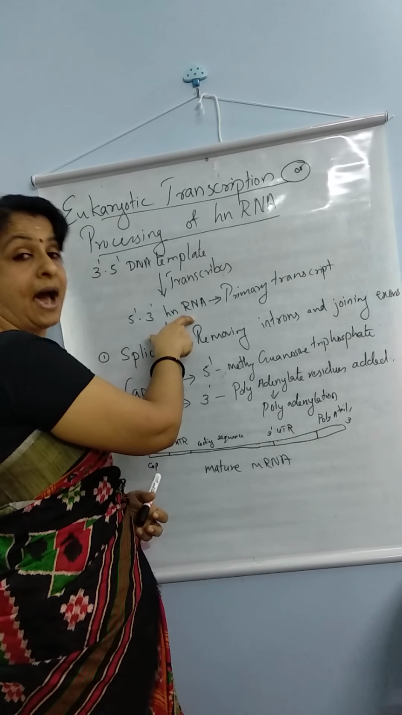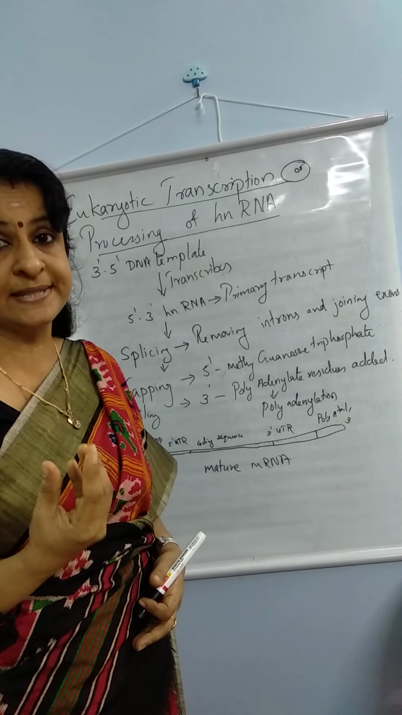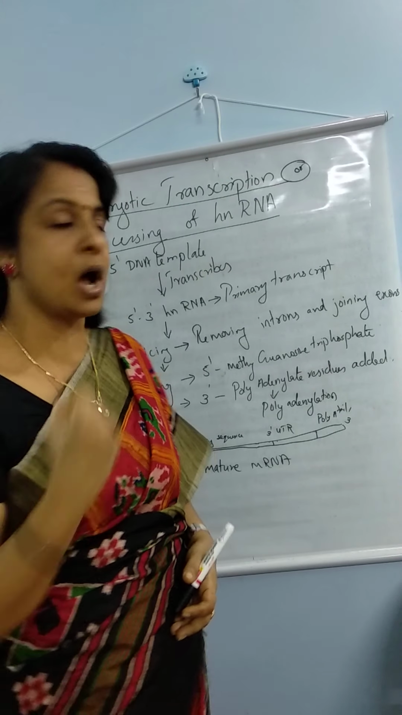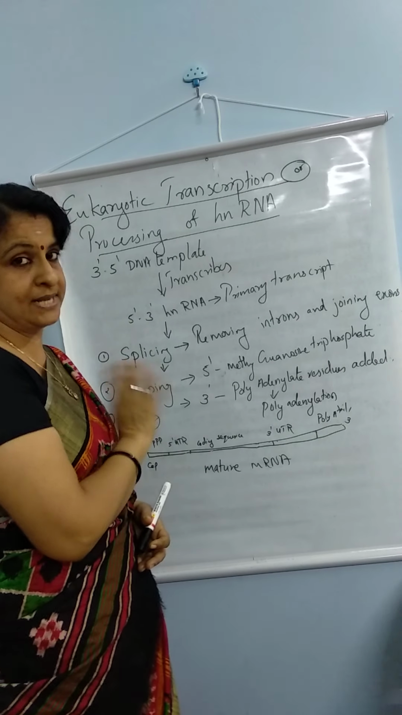Now this RNA has unwanted regions called introns. So the introns should be removed and the exons should be joined. So it undergoes 3 important steps.